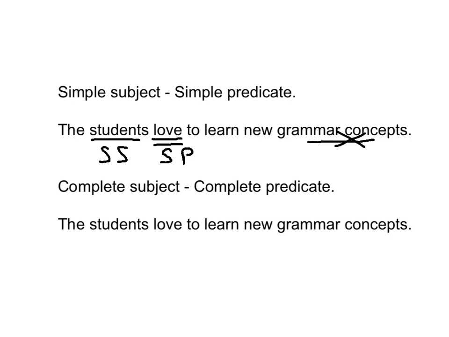Now let's go down below here. We have complete subject and complete predicate. Same sentence, but this time we're underlining all or a group of words, not just one word.